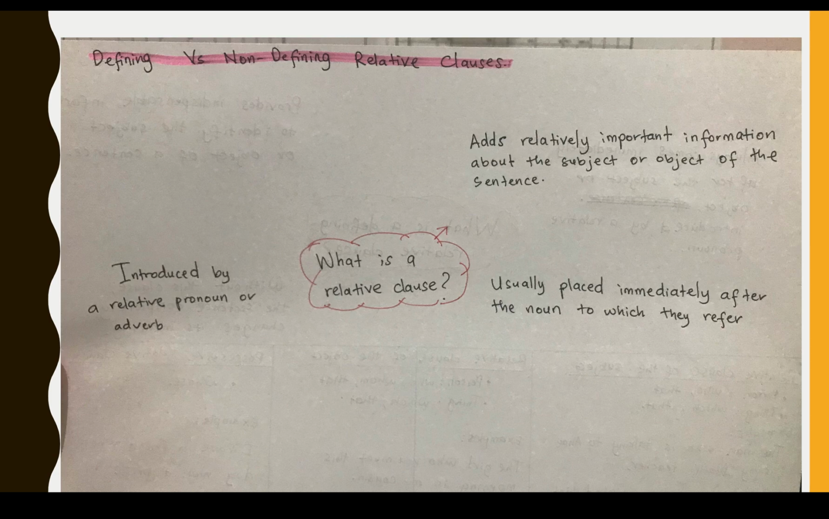First things first, let's define what a relative clause is. A relative clause adds relatively important information about the subject or object of the sentence, and it is usually placed immediately after the noun to which it refers and introduced by a relative pronoun or adverb. Okay?